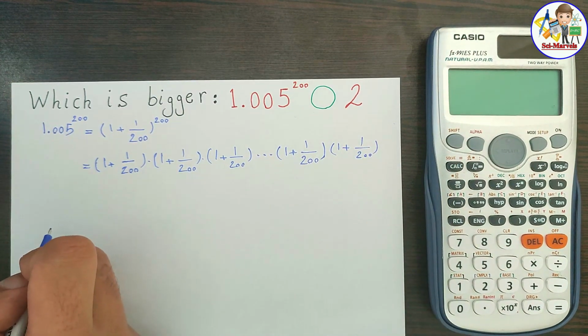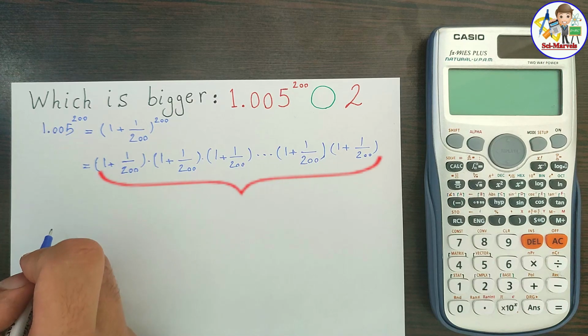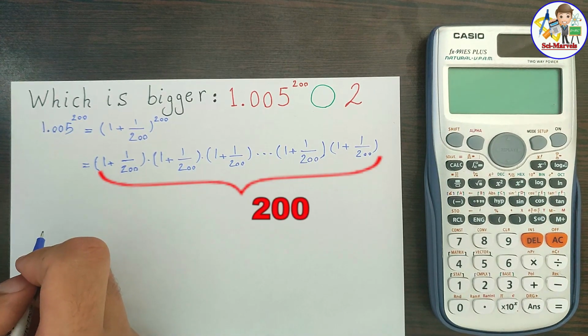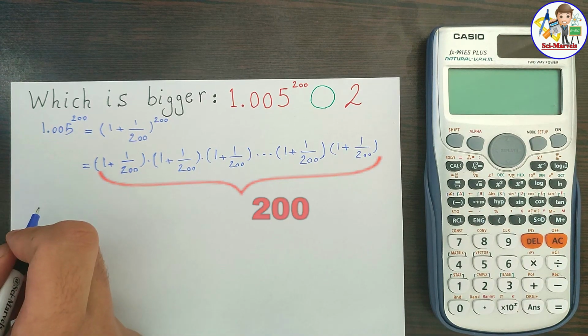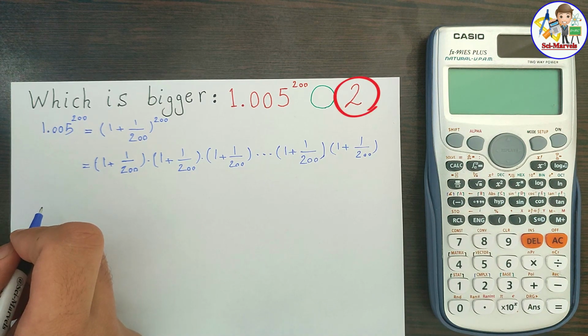Now I have a question. How many 1 plus 1 over 200 are there? Of course 200, because the exponent is 200. Now we have analyzed the left hand side, 1.005 to the power of 200. So in the next step, we should analyze this term 2.